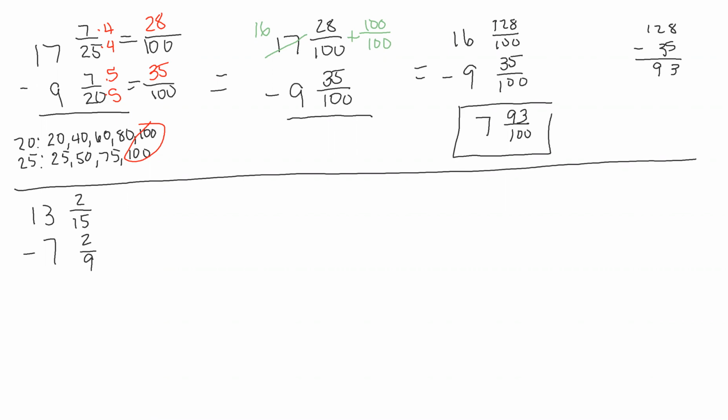Okay, so here's one where you could list out multiples. You could do the table. Let's just practice the table one more time. So 9 would be 3 times 3. 25 would be 5 times 5. You can see that no factors are in common.